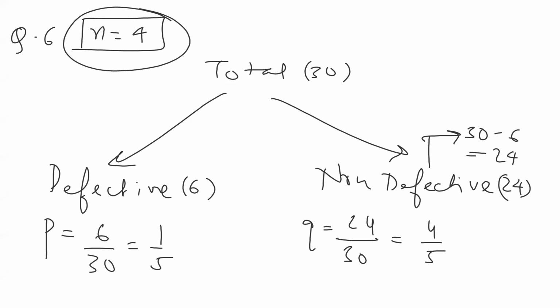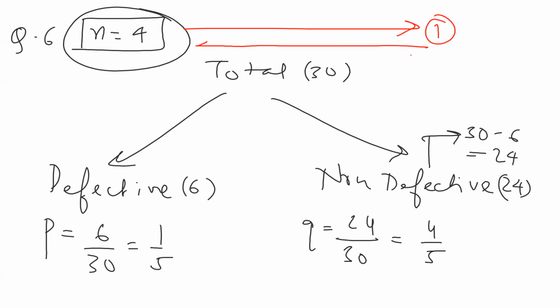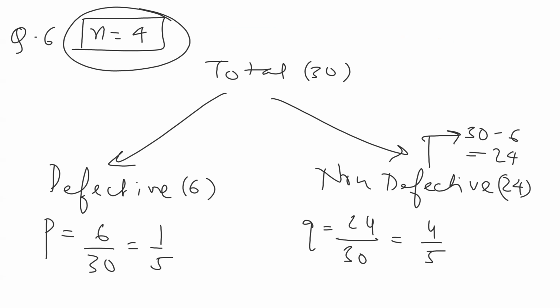Try and understand, when we are taking the first bulb, we'll replace the first bulb back into the entire lot. Let me just reframe this for you all. There are 30 bulbs. So the first bulb is taken out. We are testing for defective and non-defective bulbs. We are calculating the probability. Then we are putting it back into the entire lot with replacement.